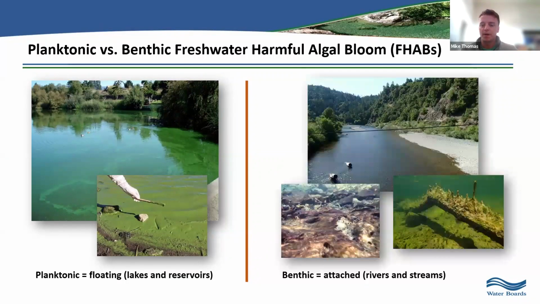Benthic blooms are your cyanobacteria that grow attached to bottom substrates. Then they detach, float as mats, and accumulate in recreational areas. Benthic cyanobacteria are commonly associated with rivers and streams, but can also occur in lakes and reservoirs. And with the removal of the dams at Copco and Iron Gate, we now have fewer planktonic HABs in the Klamath Basin. So a lot of our focus is now shifting towards benthic blooms.